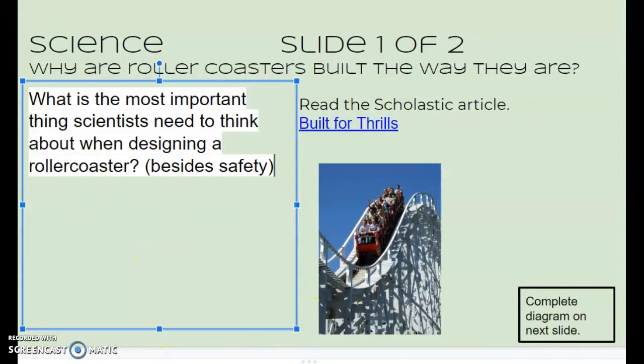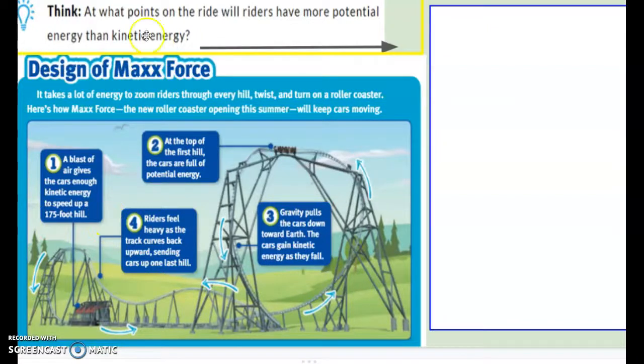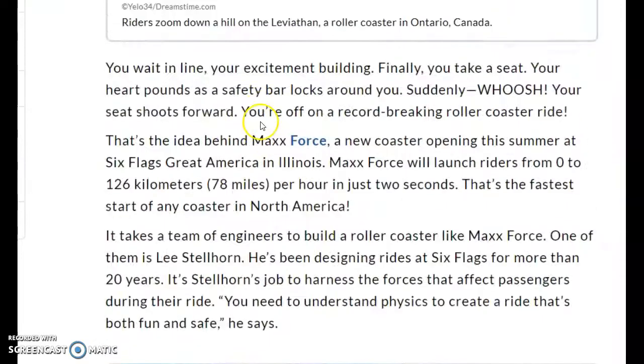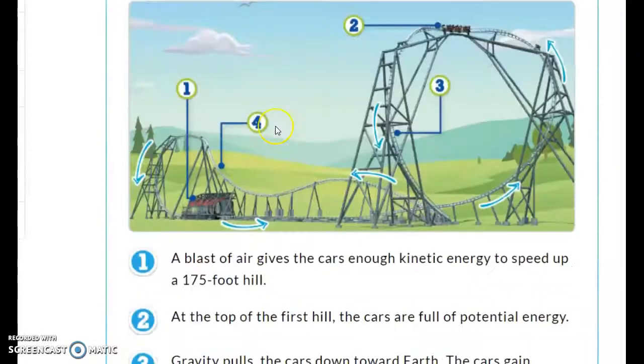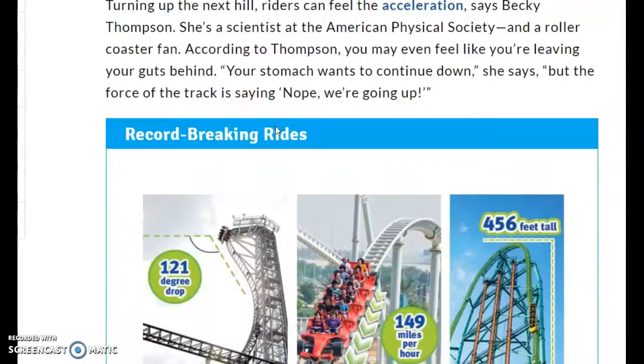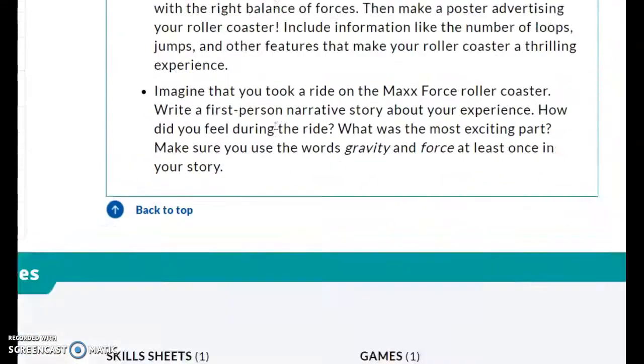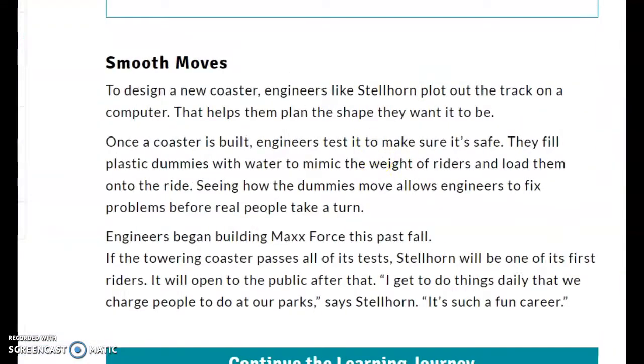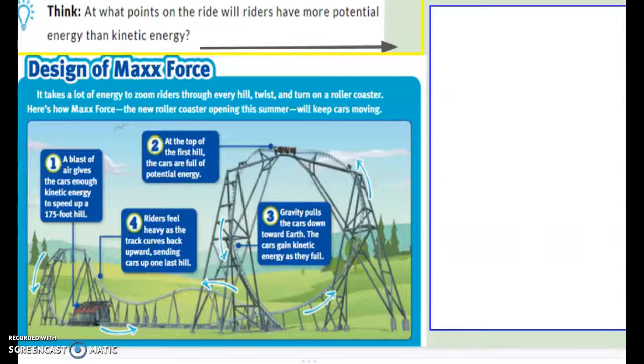Then you're going to come here. You're going to have this diagram, which I took directly from this article. Okay, here is that. Ooh, where'd it go? Oh, I took this diagram from the article. Okay, and it says, please read this diagram. Design of max force. Okay, you're talking about energy.